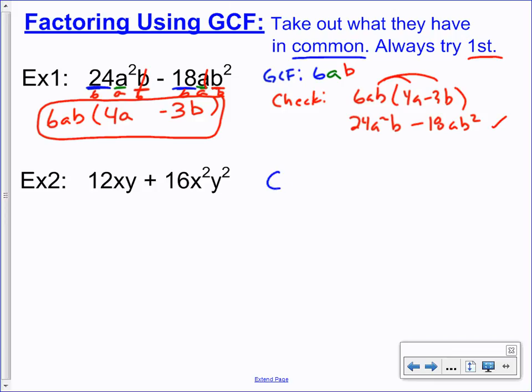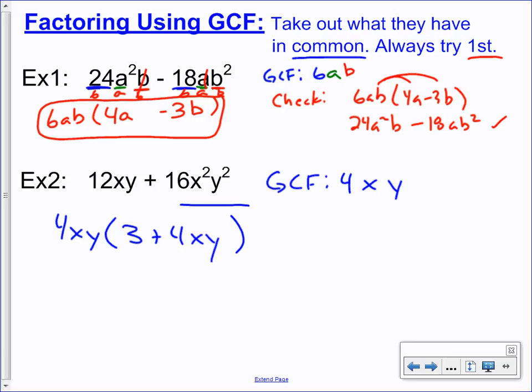Example 2. You ask yourself, what goes into 12 and 16? 4. X and x squared. X and y squared, y. Okay, so you pull out the 4xy. And what are we left with? 3 plus 4xy.